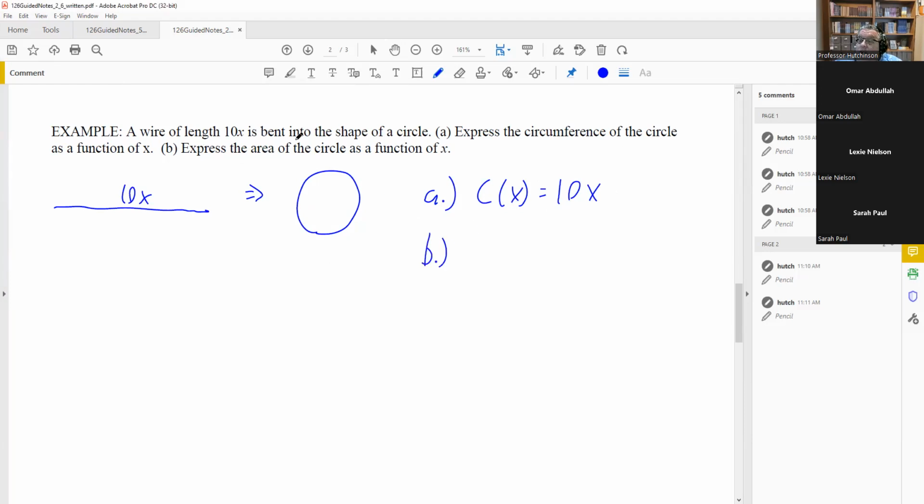Next, it says express the area of the circle as a function of x. One thing about that is your area is equal to pi r squared, where r is the radius. And then your circumference is equal to 2 pi r. Those are the two formulas that you'll need when you're talking about area formulas.